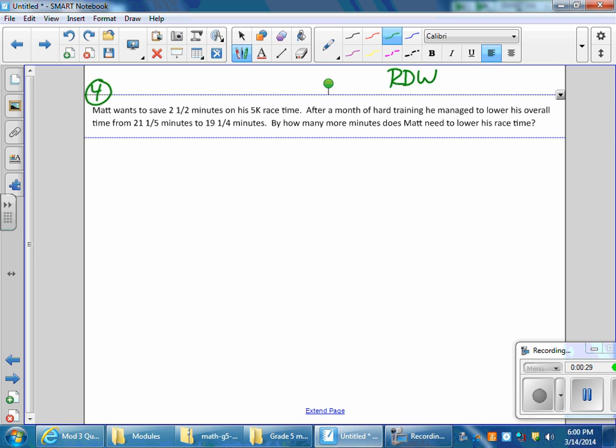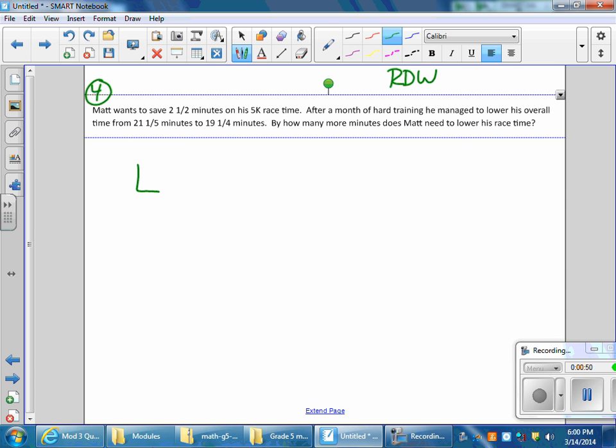Matt wants to save 2.5 minutes on his 5K race time. After a month of hard training, he managed to lower his overall time from 21 and 1/5 minutes to 19 and 1/4 minutes. By how many more minutes does Matt need to lower his race time?